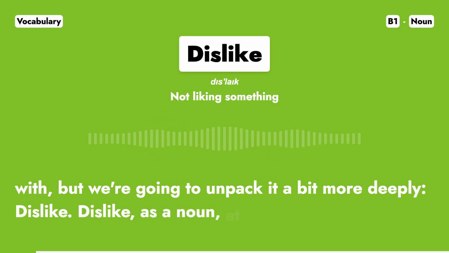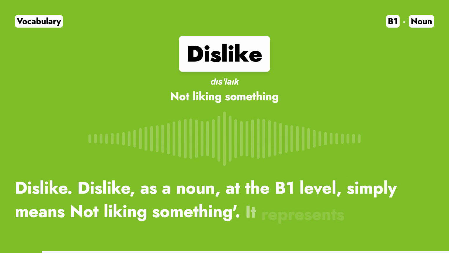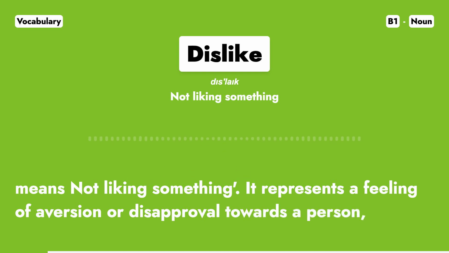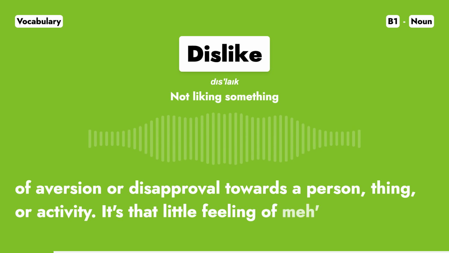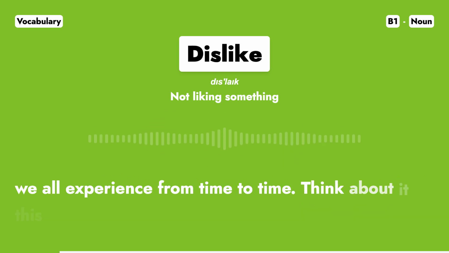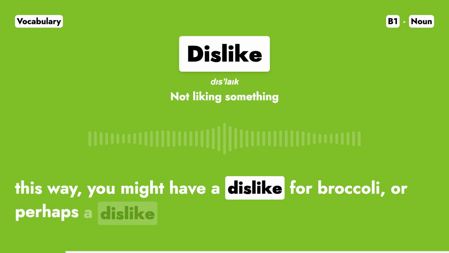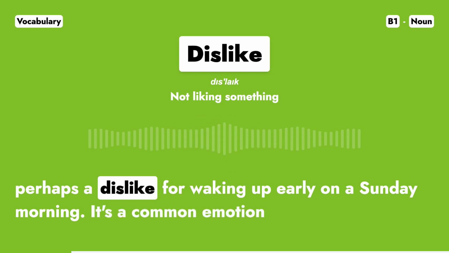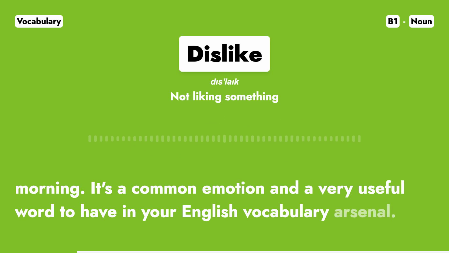Dislike as a noun at the B1 level simply means not liking something. It represents a feeling of aversion or disapproval towards a person, thing, or activity. It's that little feeling of meh or nope that we all experience from time to time. Think about it this way: you might have a dislike for broccoli, or perhaps a dislike for waking up early on a Sunday morning. It's a common emotion and a very useful word to have in your English vocabulary arsenal.